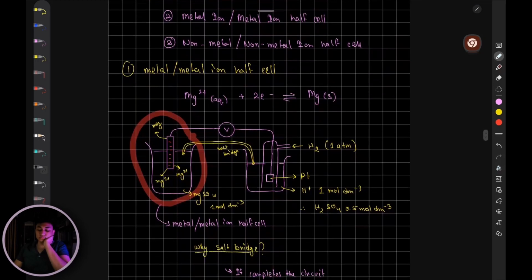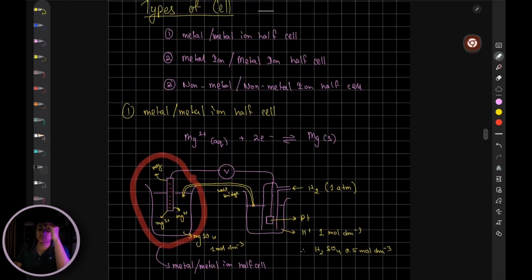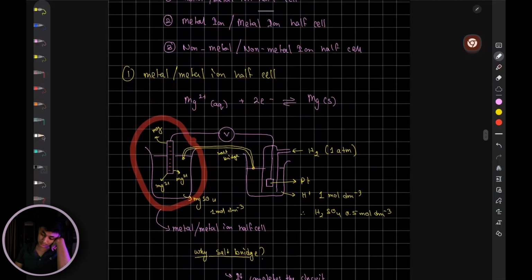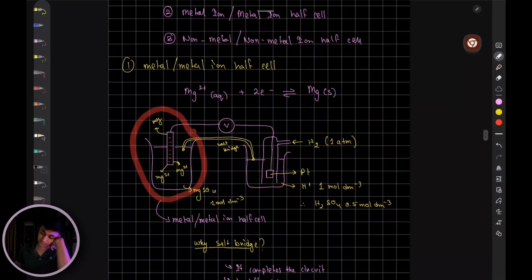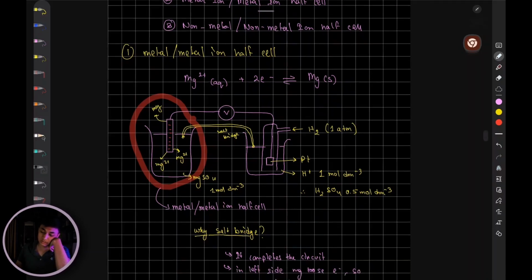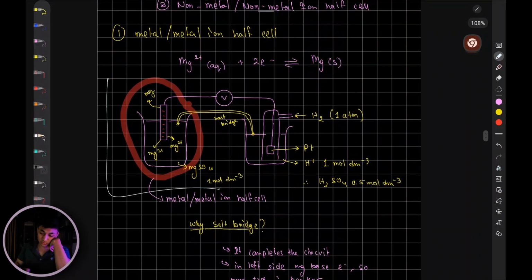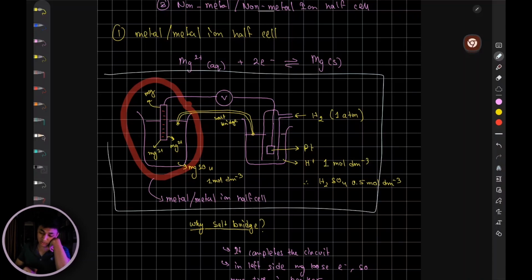Okay, so let's start off with the first type, which is the metal and metal ion half cell. You've probably seen this already, but let's understand it again. So you have in this half cell magnesium ions. Remember, always write the electrode reactions in terms of reduction. So Mg2+ gaining 2 electrons, turning into magnesium, right? So this is what you're going to focus on, this half cell, and this is your entire electrochemical cell.